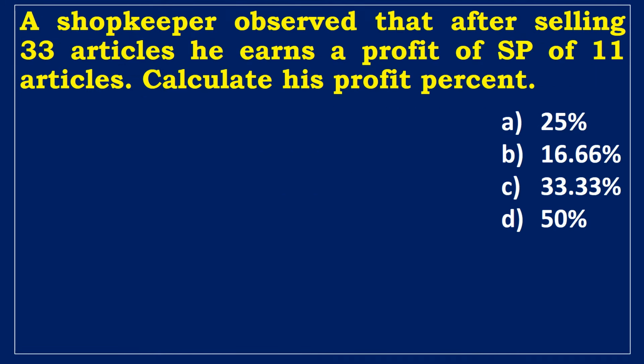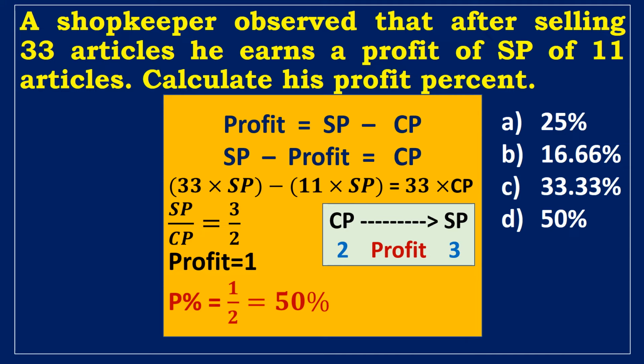A shopkeeper observed that after selling 33 articles he earns a profit from the selling price of 11 articles. Calculate his profit percent. We know that the profit earned from the sale of an item is equal to the difference between the selling price and the cost price. According to the second equation, the cost price of an item may be calculated by subtracting the profit from its selling price. Based on the given data, the selling price of 33 articles would be 33 into the selling price and its cost price would be 33 into the cost price.